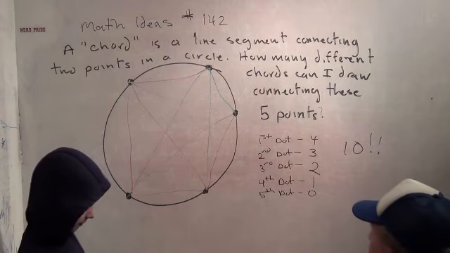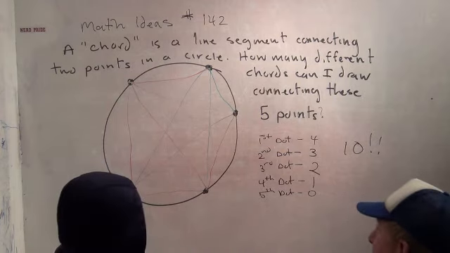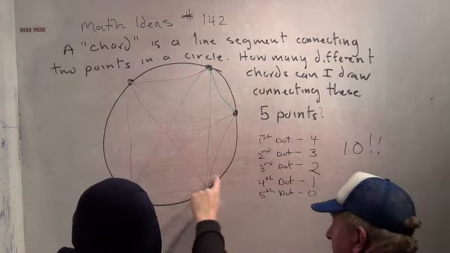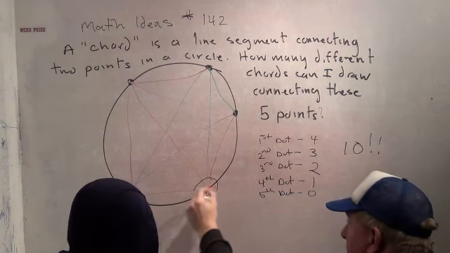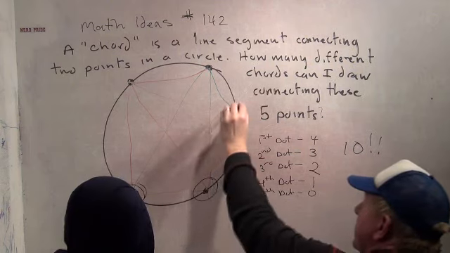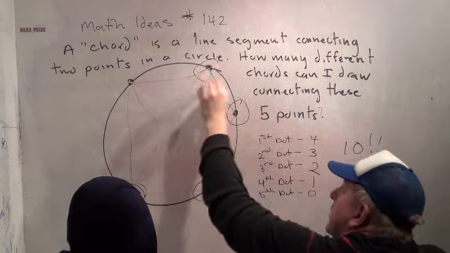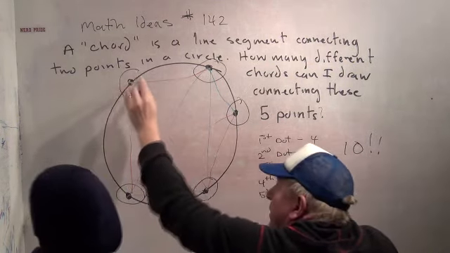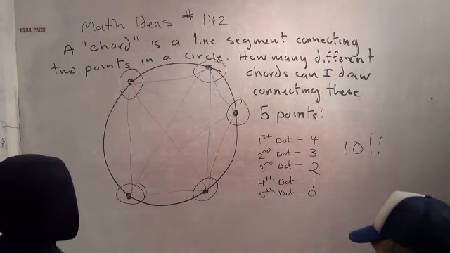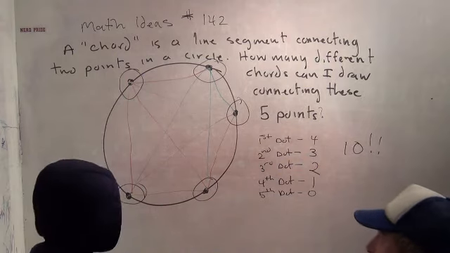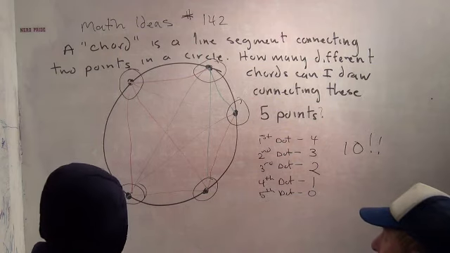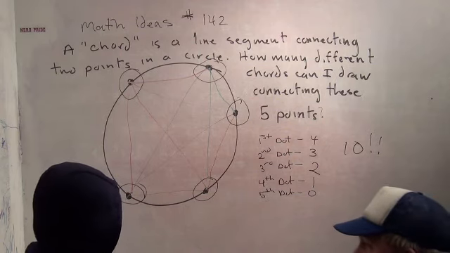High five. Awesome job. Notice that each one of the 5 points has four chords coming into it. You see that? 1, 2, 3, 4, 1, 2, 3, 4, and so on. So they all have the same number coming in or going out, however you want to think. So that helps you know that you've drawn them all. Because if one only had three coming into it, you'd be missing something, right?